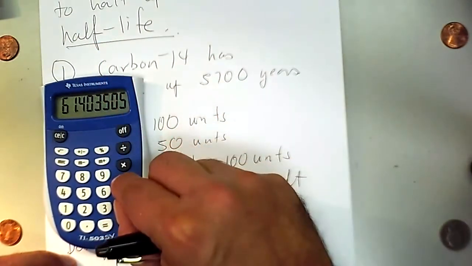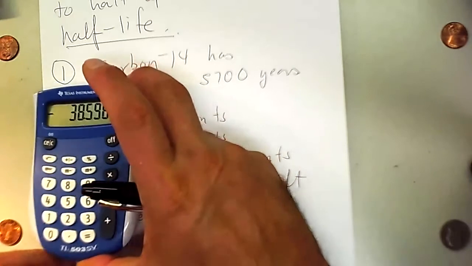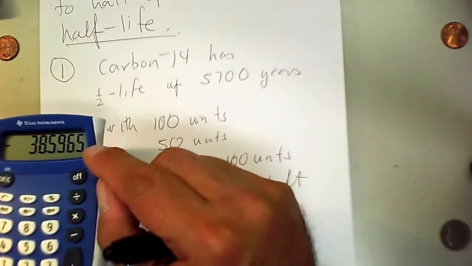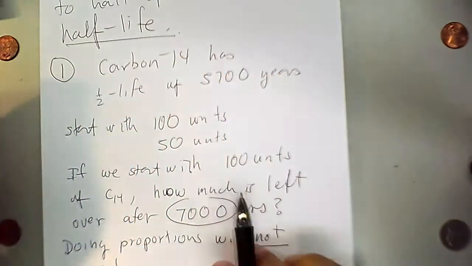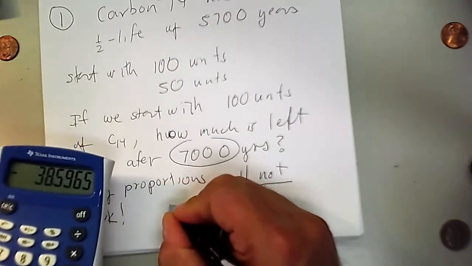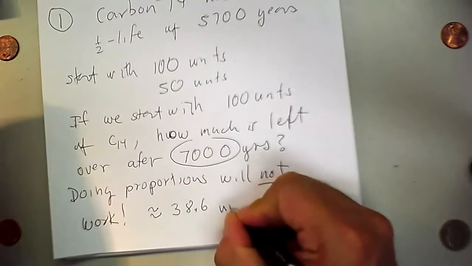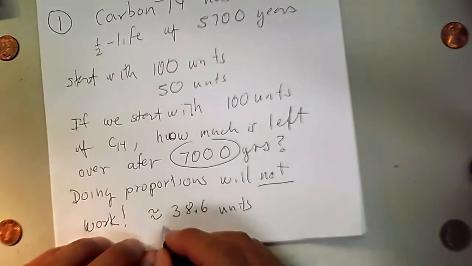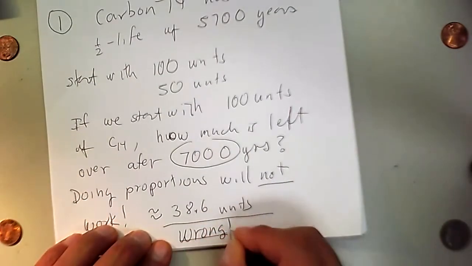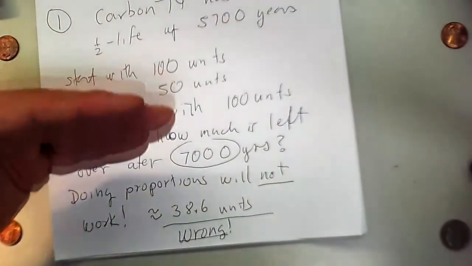And so let's subtract from 100. We're going to end up with about 38.6. So if proportionally, we end up with about 38.6 units. But that answer should be wrong. That is the wrong answer. So this is wrong. Because we don't take away the same amount.